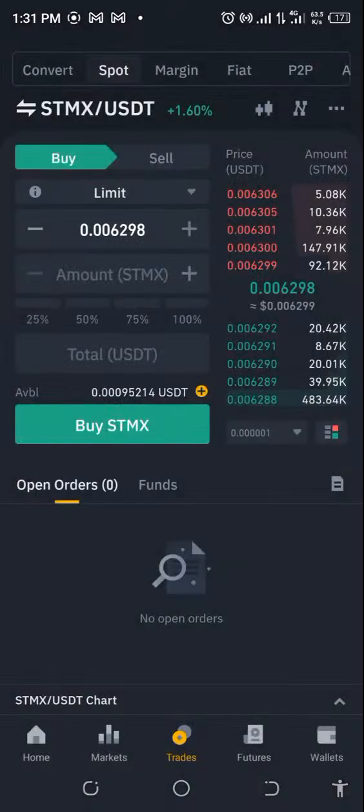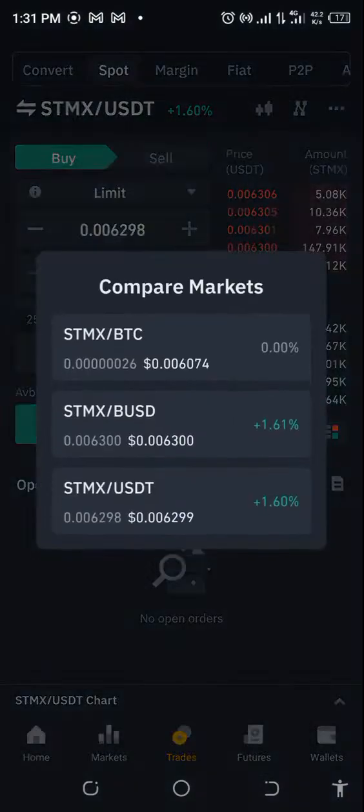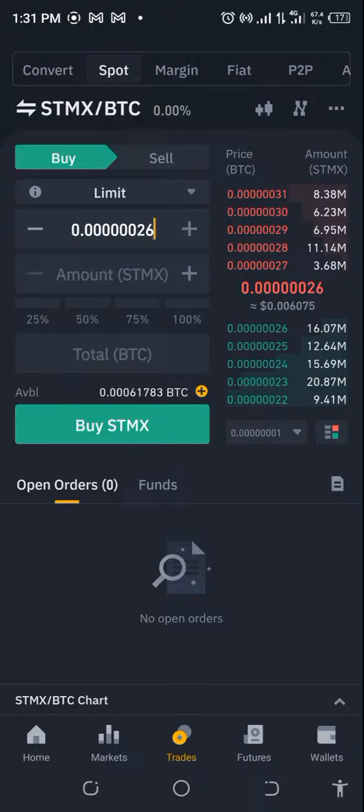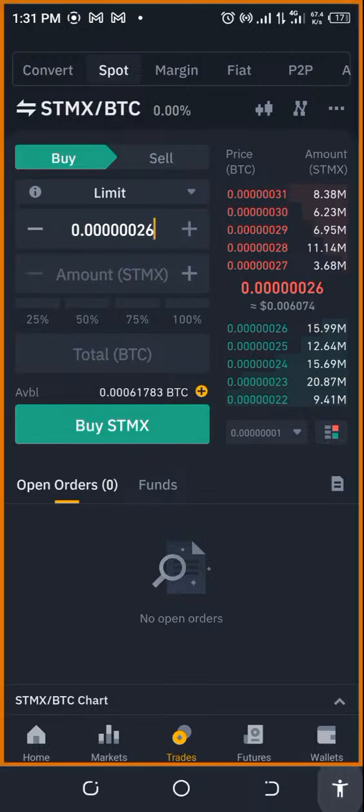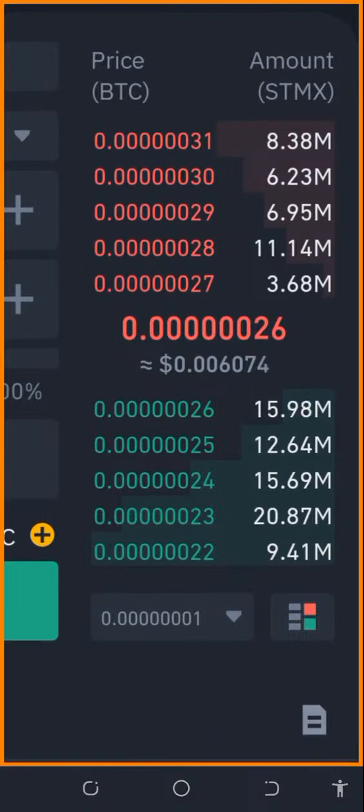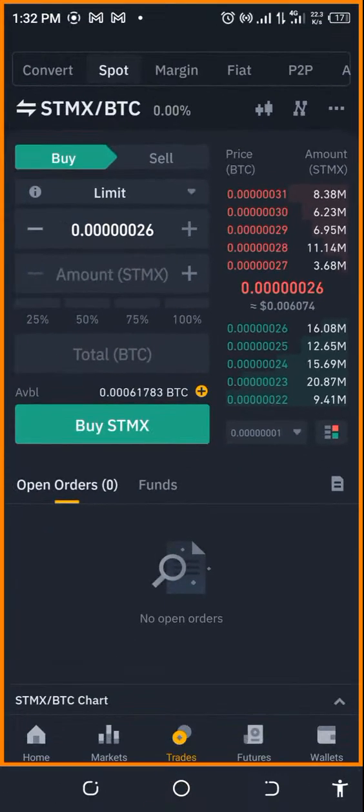This is, like I said, an experiment. It might work, it might not work. Okay, so let's get cracking. So I'm going to go straight to using STMX BTC. And before I do anything, now let's take a look at this market price. The market price is 0.000026. Now I'm going to still sell by limit, okay?